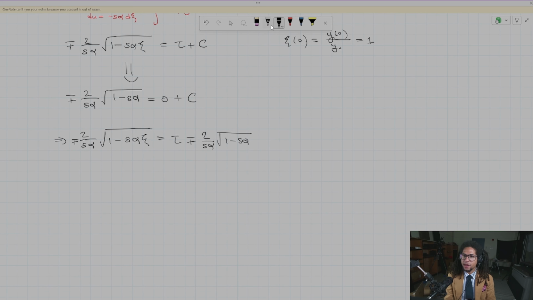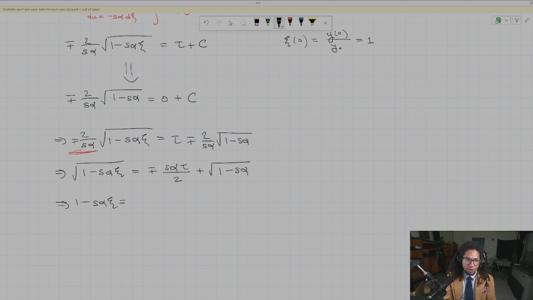Okay, let's multiply through by this factor. 1 minus S alpha xi square root is equal to minus plus S alpha tau over 2, and then plus root 1 minus S alpha. Now we need to square this, because the square root is here. 1 minus S alpha xi is equal to, okay, so when I'm squaring, I'm going to need to square a binomial. That means I need to deal with all the terms.